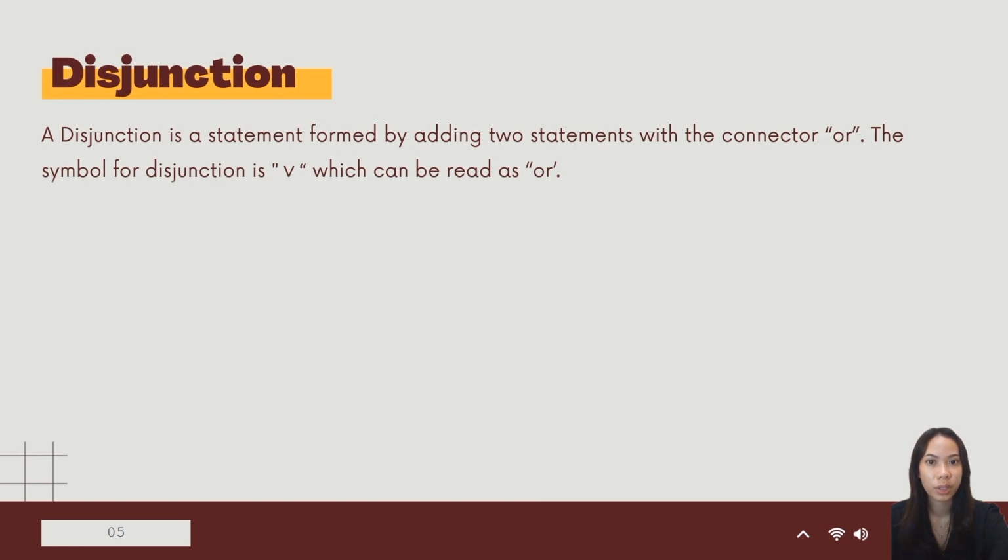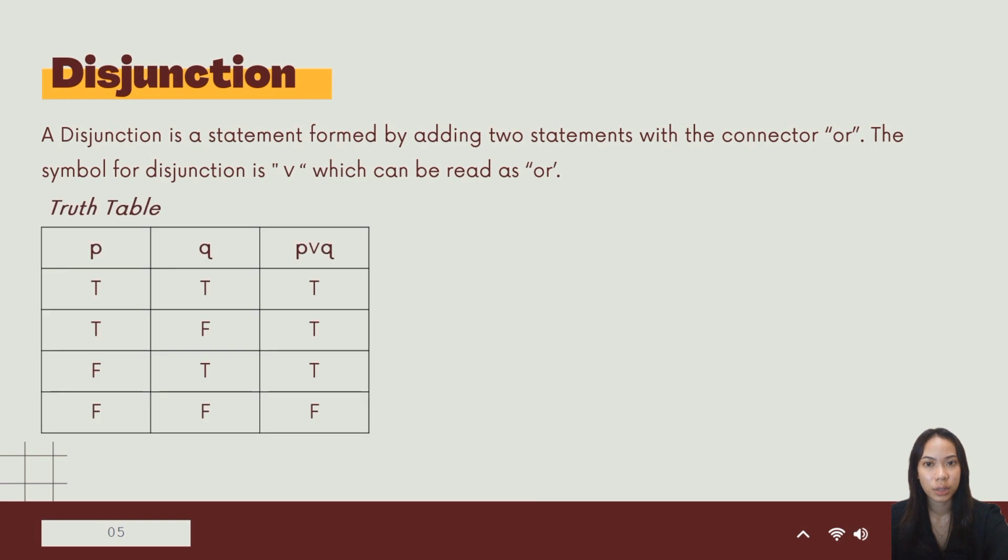Next, disjunction. A disjunction is a statement formed by joining two statements with the connector or. The symbol for disjunction is like on the screen, which can be read or. The statement P or Q is true if at least one of the statements P and Q is true, otherwise it's false. Now see the truth table.